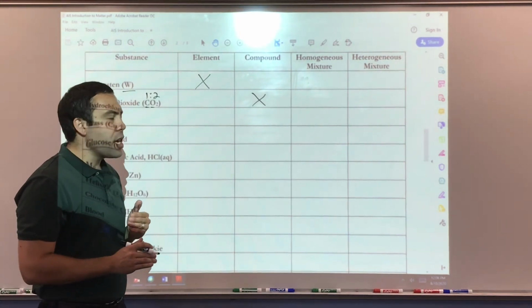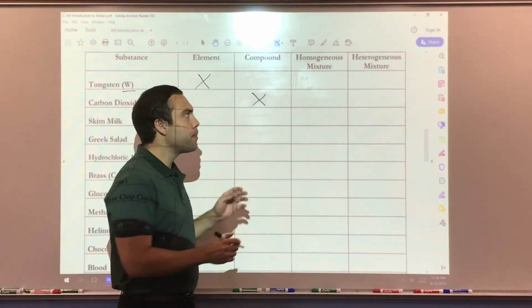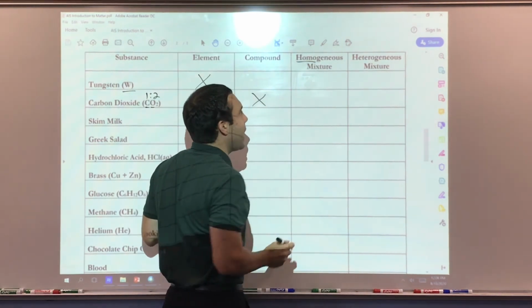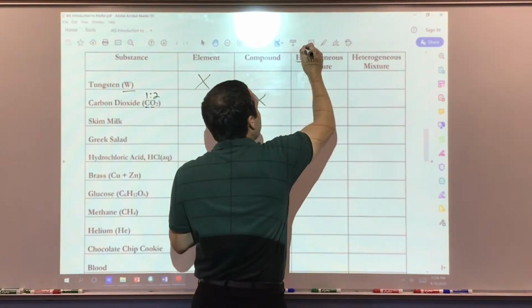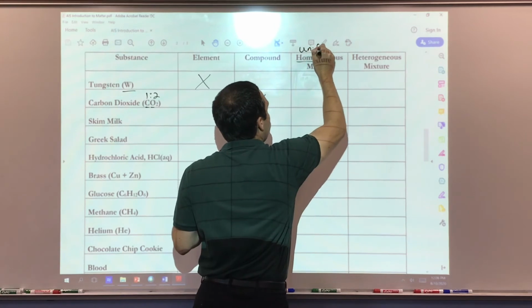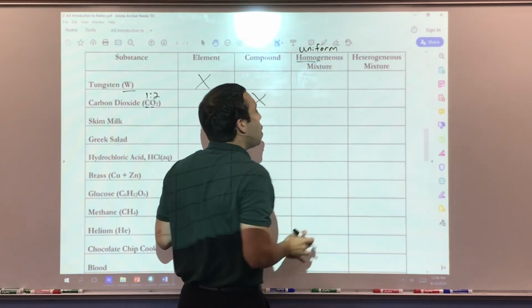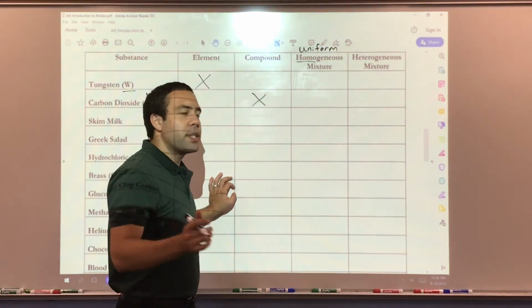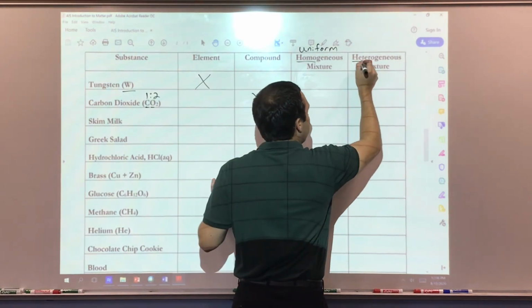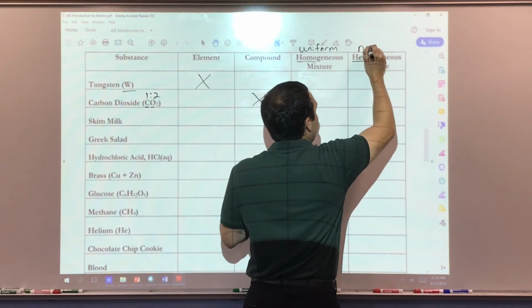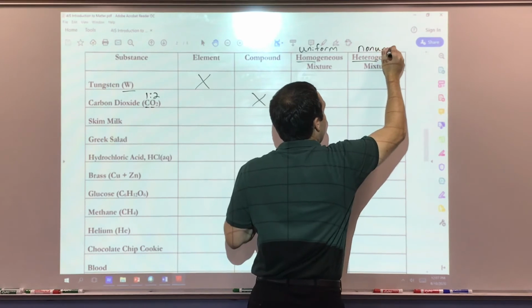Now, we have to think of the words homogeneous and heterogeneous. Prefix homo, meaning the same, means that this mixture will be uniform. It will look the same throughout. Whereas a heterogeneous, hetero meaning different, will be non-uniform. It will look different throughout.